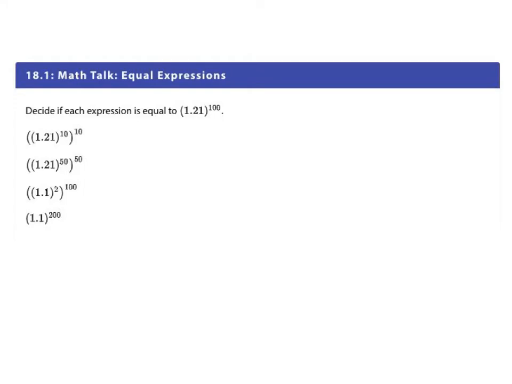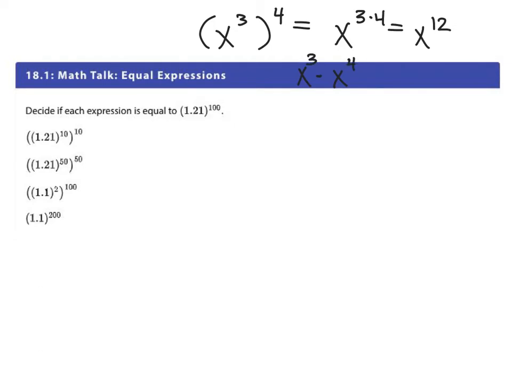So first, let's decide if each is equal to 1.21 raised to the 100th power. In lesson 17, I reminded you of powers raised to powers and what you do mathematically with those. When you have a power raised to a power, you multiply the two powers. When I'm multiplying variables raised to powers, I actually add the exponents. So if I look at this first one, I have a power raised to a power. What I do is multiply those two, which gives me 1.21 raised to 100.